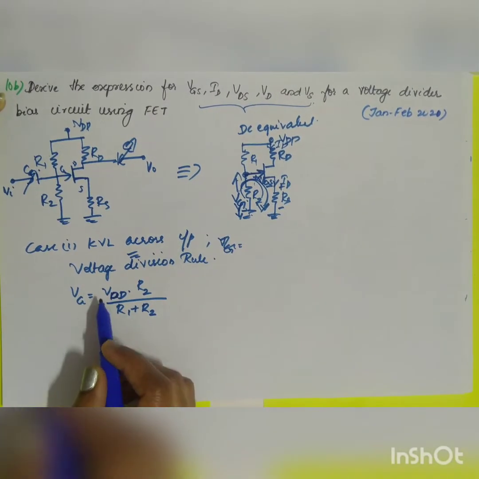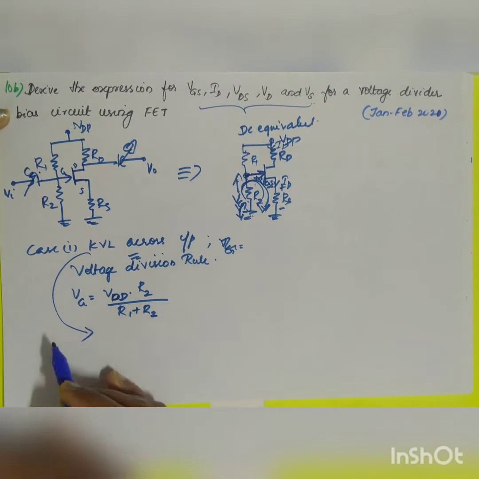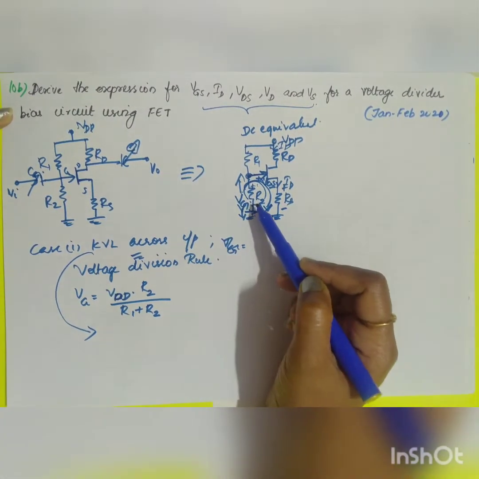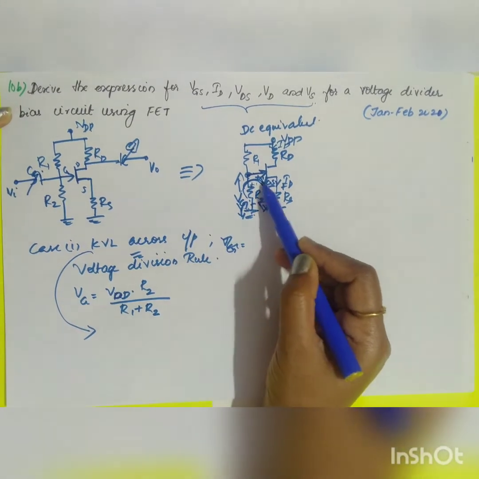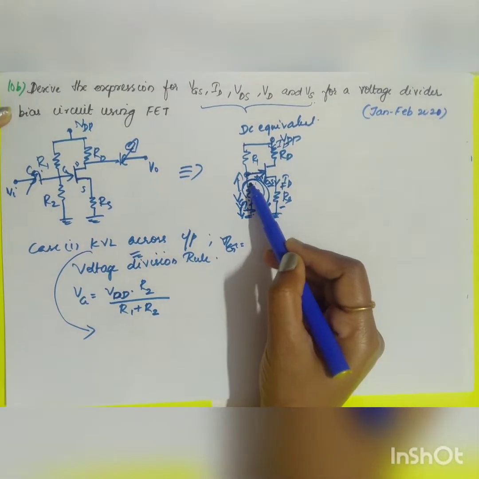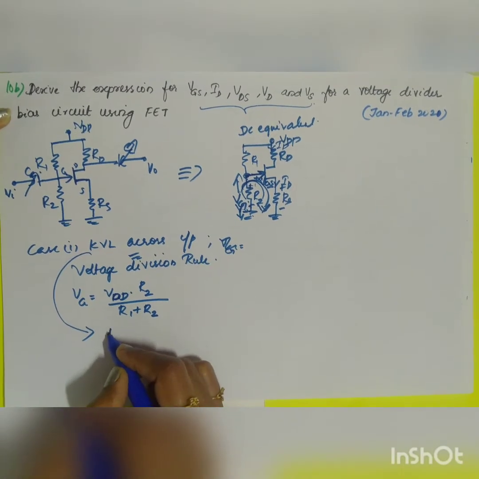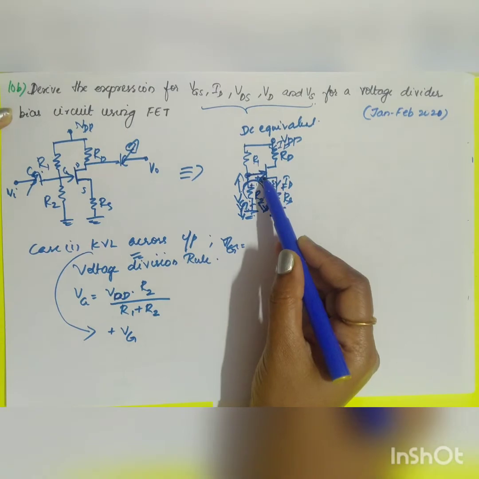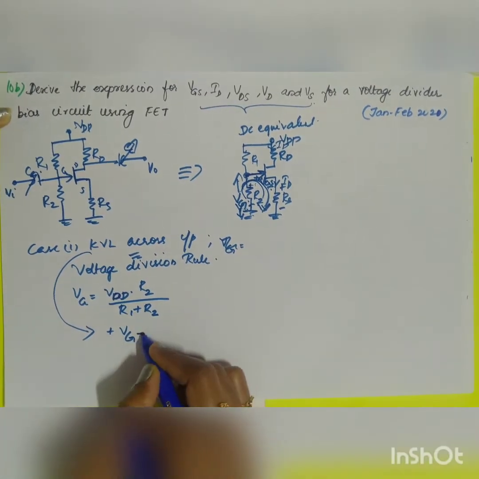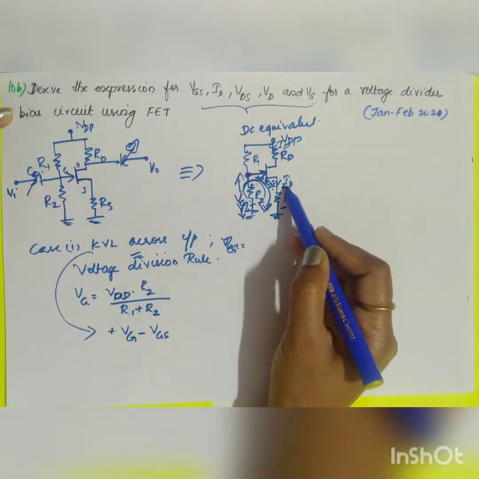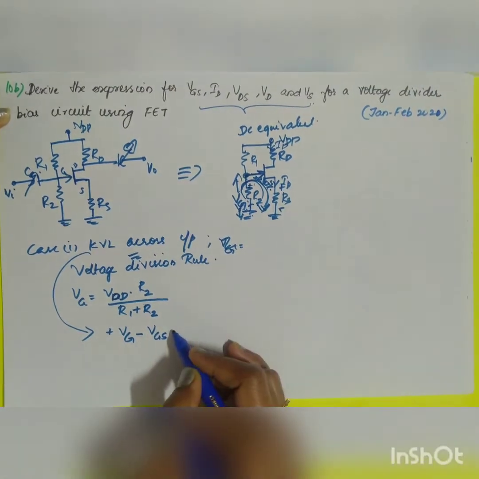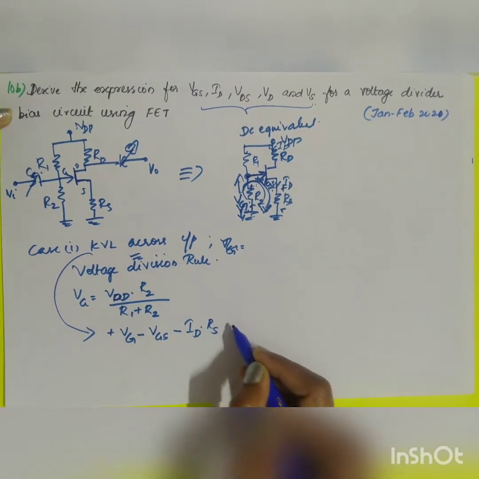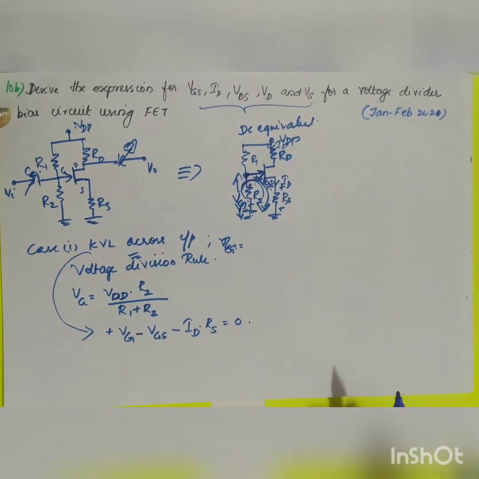Now if you apply your Kirchhoff voltage law, what will you get? Let us start from VG. Here it is plus to minus, so minus to plus, as the loop current flows in this direction. Take the second polarity, so plus VG. Then plus to minus, take the second polarity, that is minus VGS. Here also it is plus to minus, so take the second polarity, minus VRS. Current into your resistor: minus ID into RS is equal to 0.